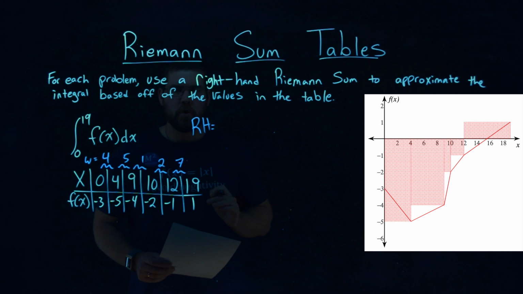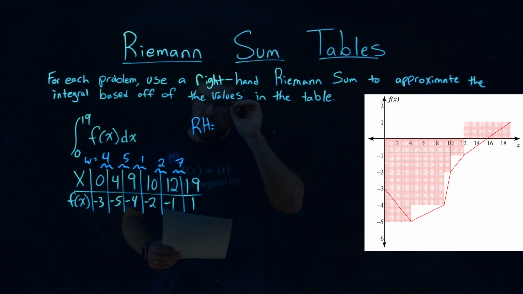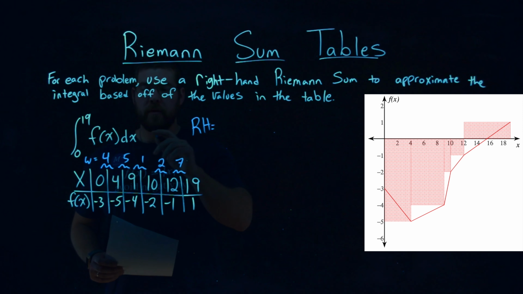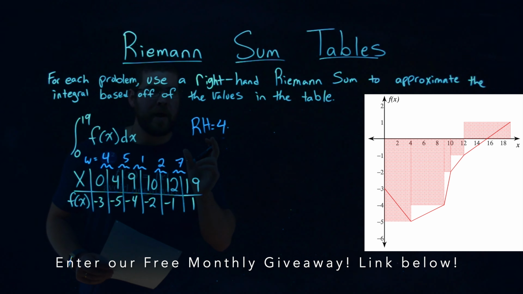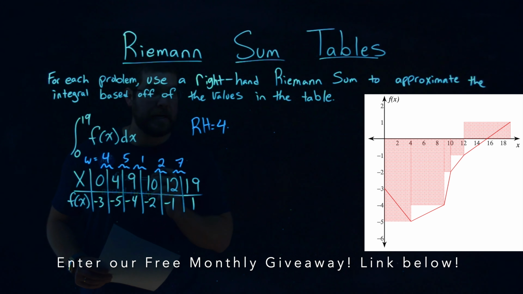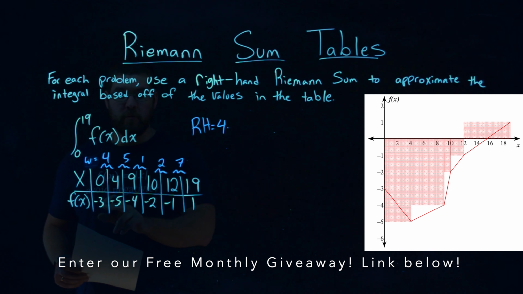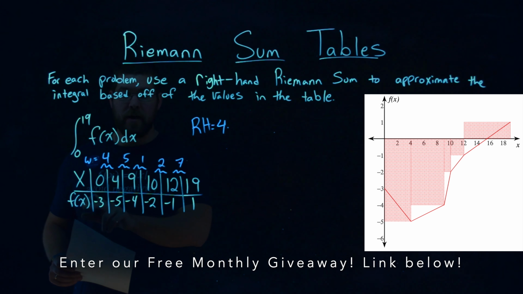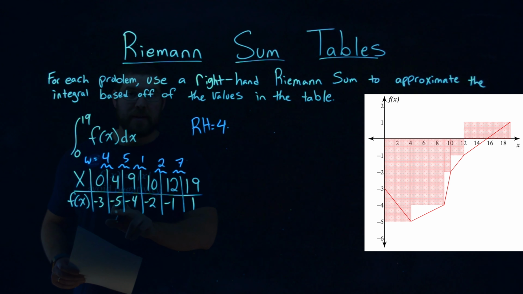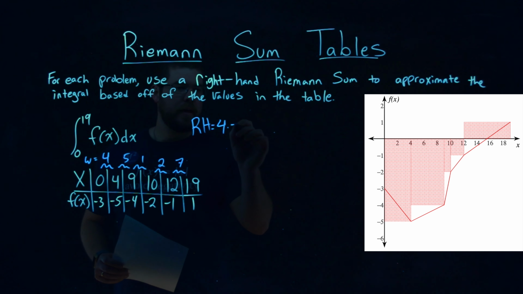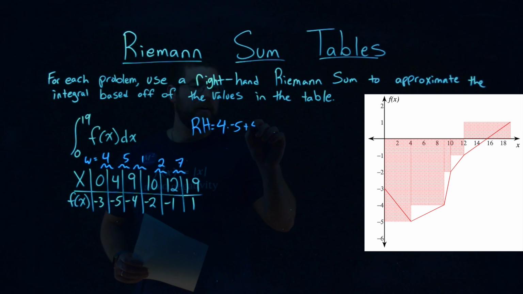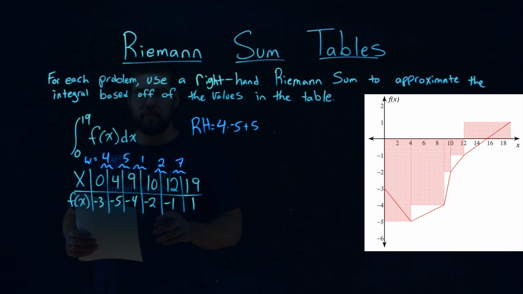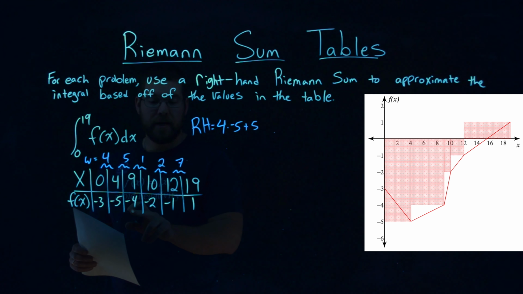Right-hand. So to find the area of each rectangle, we take its corresponding width, so in the first case we have a 4, and multiply it by the right part of that rectangle, its height. So the height of the right part of the rectangle refers to f of x, and the right part is negative 5. So we have a negative 5 being multiplied here. Plus, next width is a 5. Okay, multiply that by the right part, its height, negative 4.